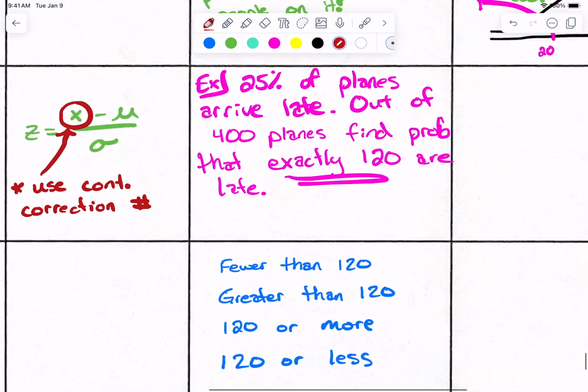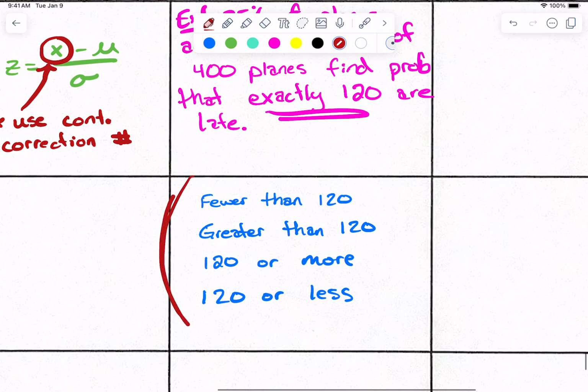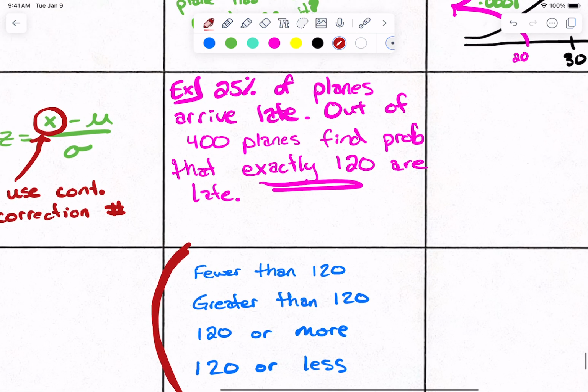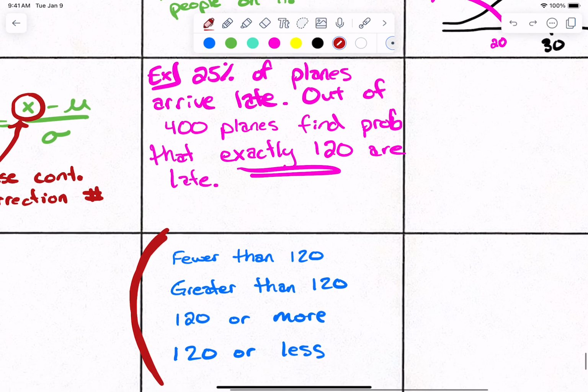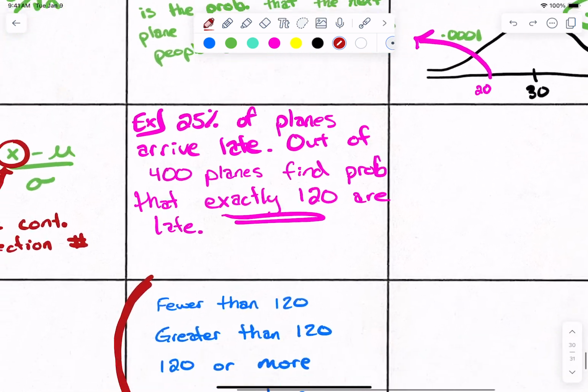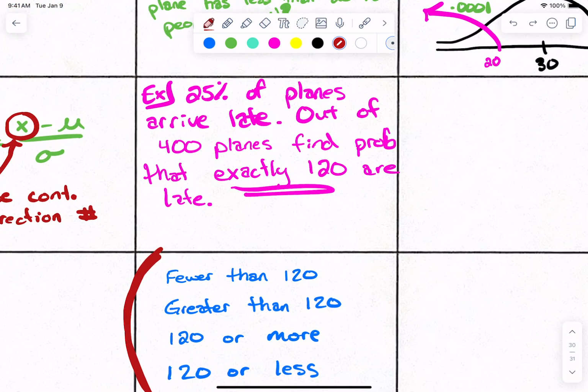Okay, so this is just an example for down lower. If you want to put that, this is the problem that we're going to be dealing with. I'm adding this part on later. So if you want to just write that down, that's the problem that we're solving, to the right. 25% of planes arrive late, typically.